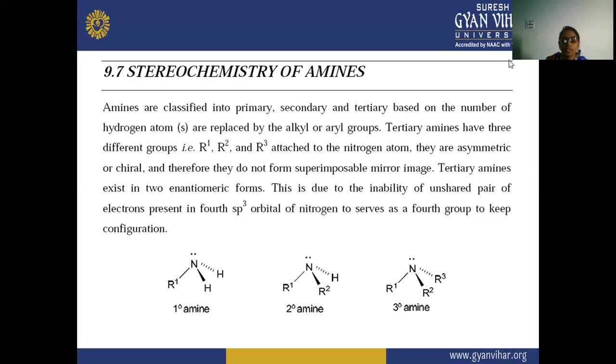So here, as you can see, the primary amine, secondary amine, and tertiary amine. In the primary amine, one alkyl group is attached. In the secondary amine, two alkyl groups are attached, and in the tertiary amine, three different alkyl groups are attached. Next.